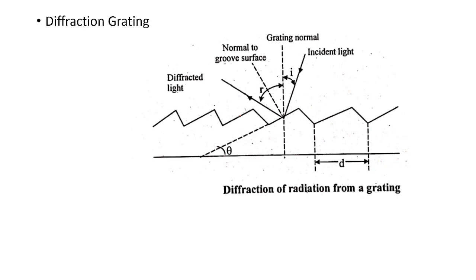Now, what happens when light is incident on it? Again, here you can see this light is the incident light and it is outcoming.